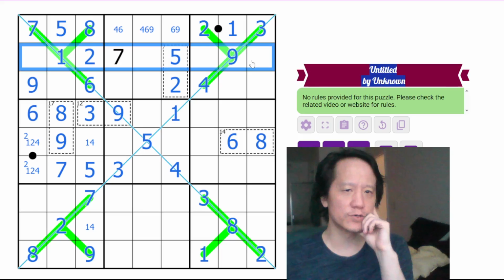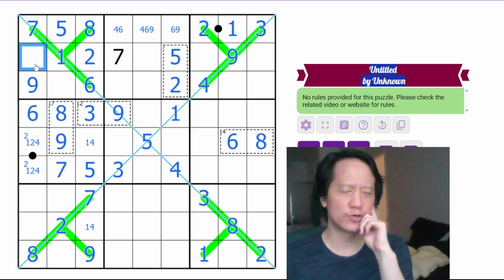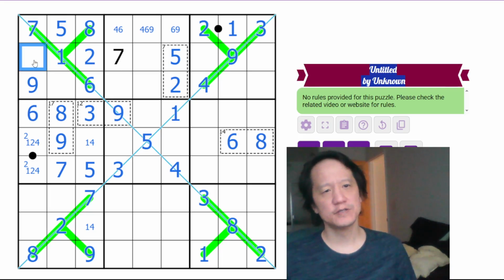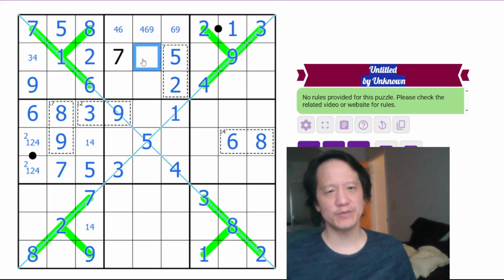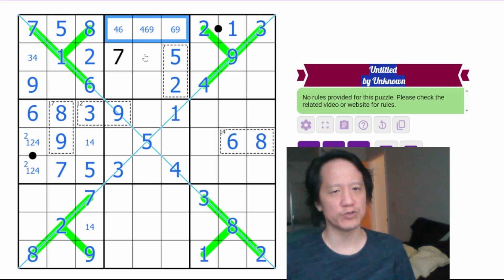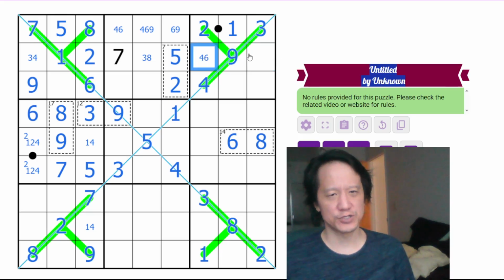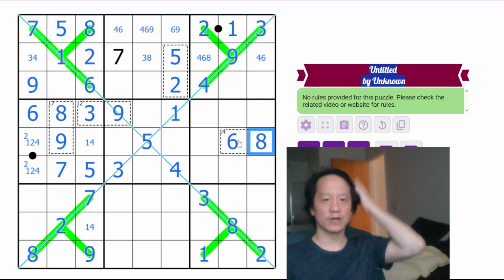Remaining digits in row 2. We have 3, 4, 6, and 8. This can't be 6 or 8, so this is 3 or 4. This can't be 4 or 6 because of the 4, 6, 9 triplet in the box, so this is 3 and 8. This can't be 3, so this is 4, 6, and 8 here. And this can't be 8 because of the 8 in the column. Okay.